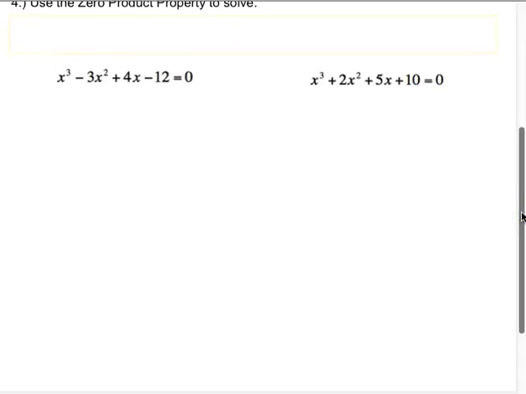So factoring by grouping. Inherent with its name, you're going to be making groups. First, group the first two things together and group the second two things together. You're going to factor them independently. Look at this first group, the one I'm doing in green. I can pull out an x squared from that group, and I'm left with an x minus 3.